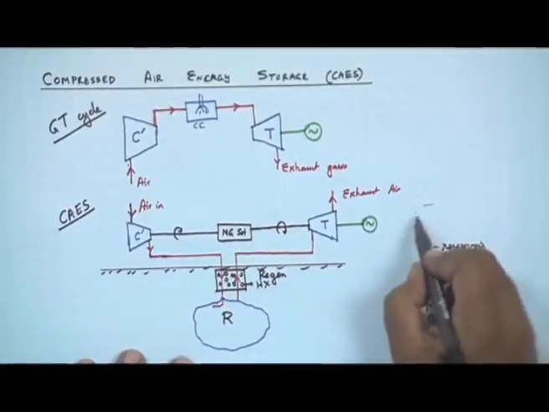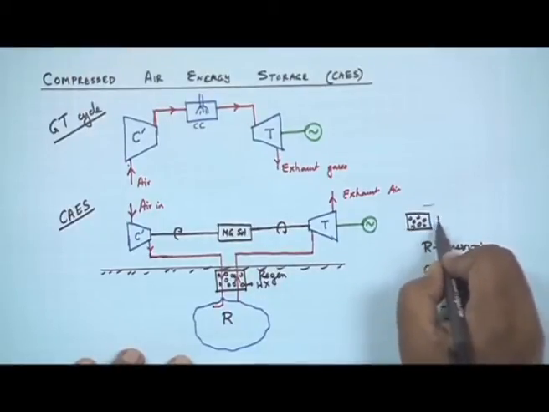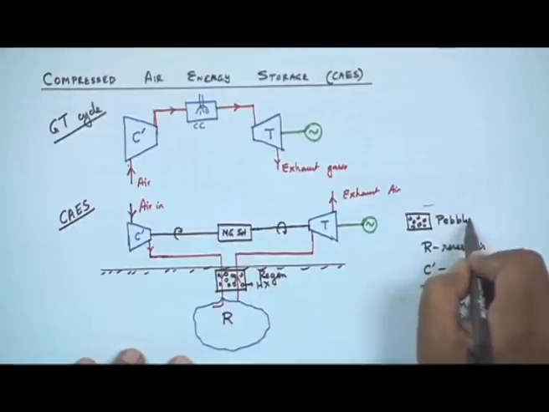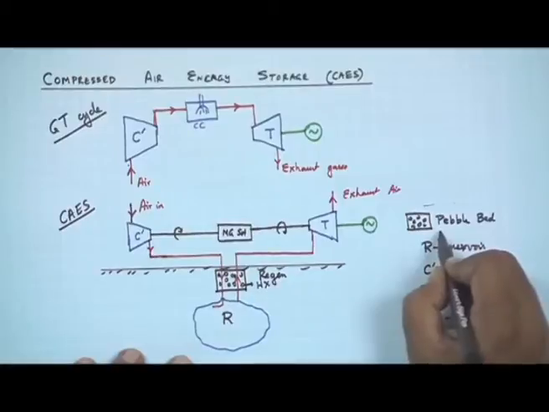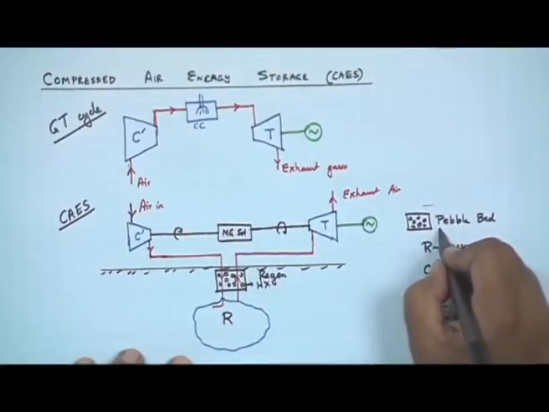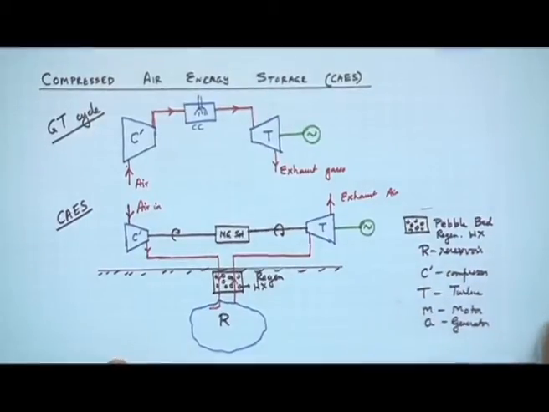Let me write that here. Pebble bed regenerative heat exchanger. So what is this? This is a volume consisting of some pebbles or stones. These are materials that have high density and high specific heat. Typically that is for thermal energy storage, that is how we do.